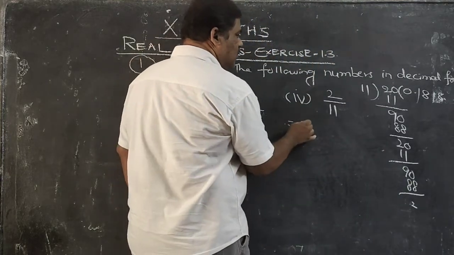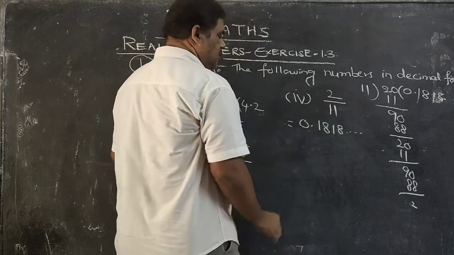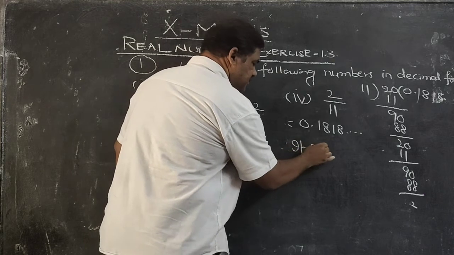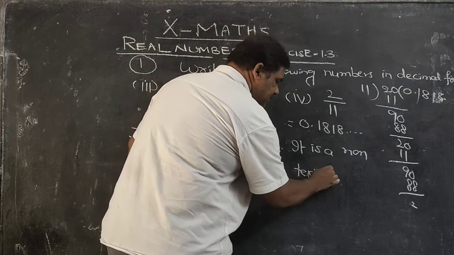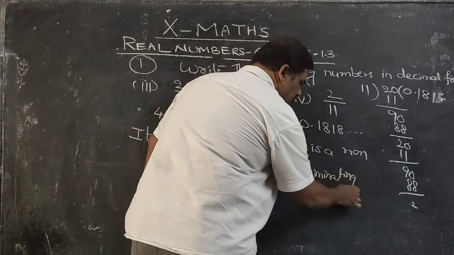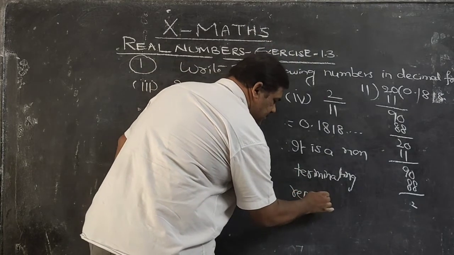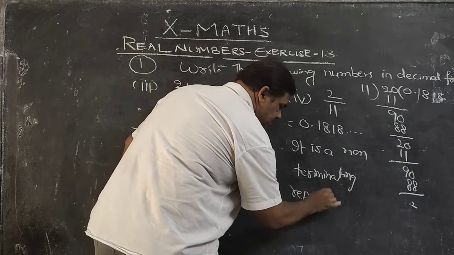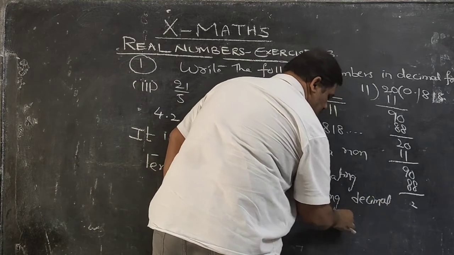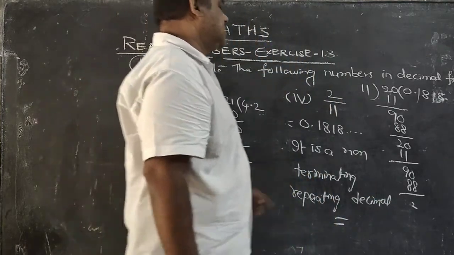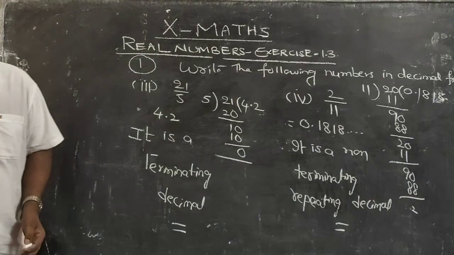So 2 by 11 is equal to 0.1818 and so on. Therefore, it is non-terminating. Here 1818 is repeating, so it is a non-terminating repeating decimal. It is not ending and it is repeated.